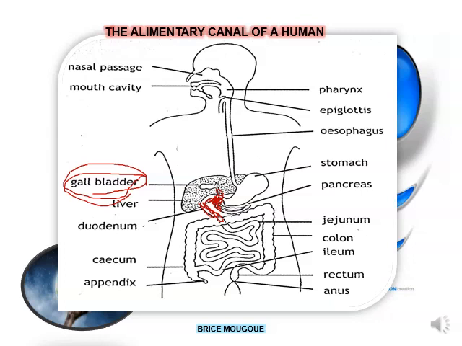So that's about the gallbladder. And the liver is there to break down harmful substances and convert excess sugars into carbohydrates. So this summarizes the human alimentary canal.